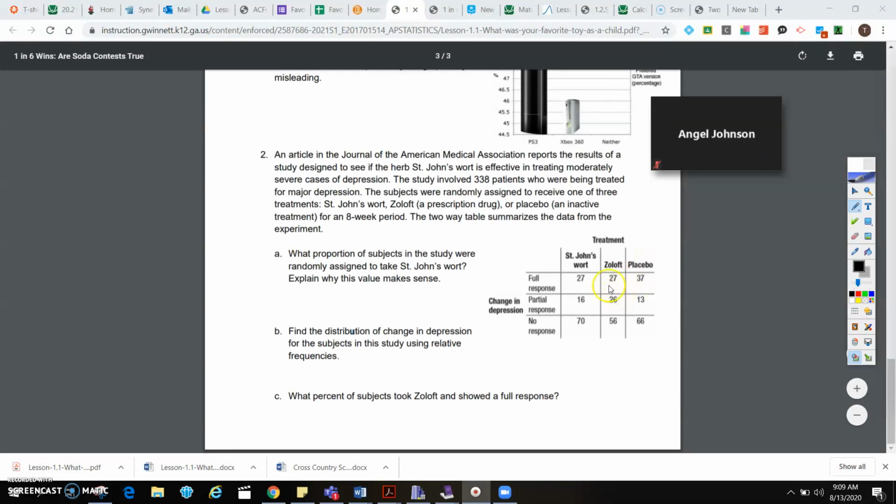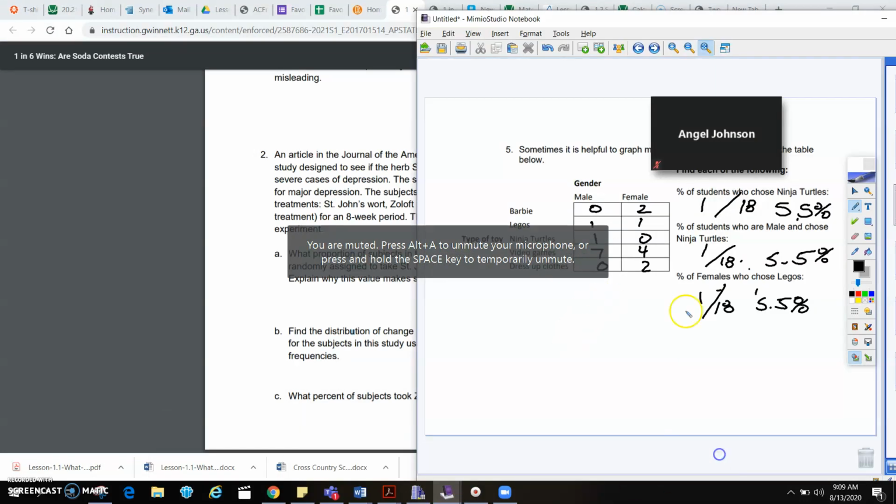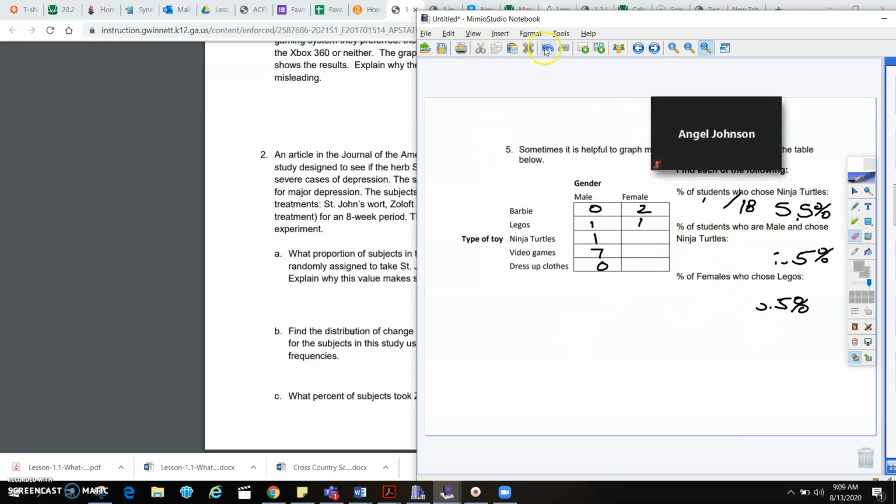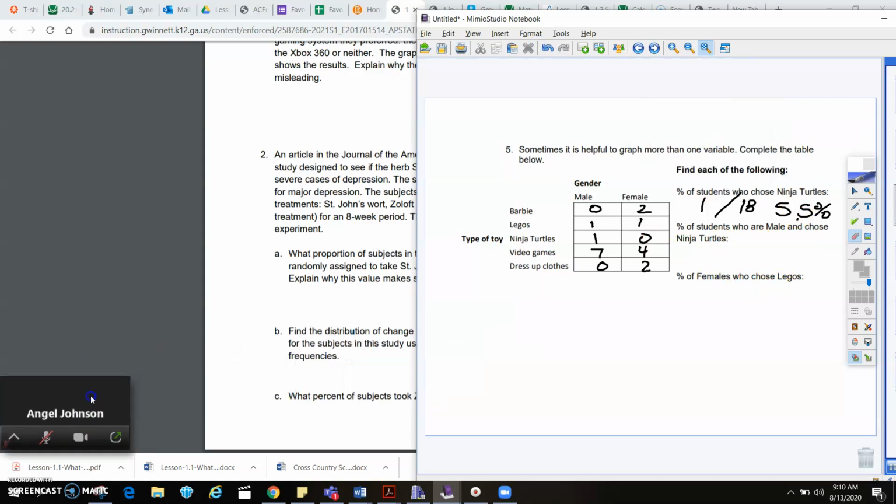Yep. Then what you're going to do is come over here and say percent of students who are male and chose Ninja Turtles. So out of the total number of students, out of 18, how many were male and chose Ninja Turtles? Well, in this case, we only had 1, right?